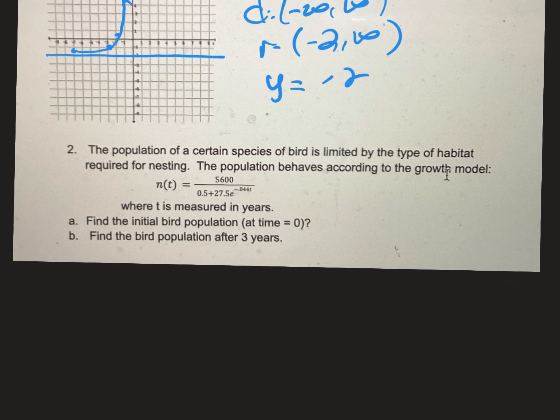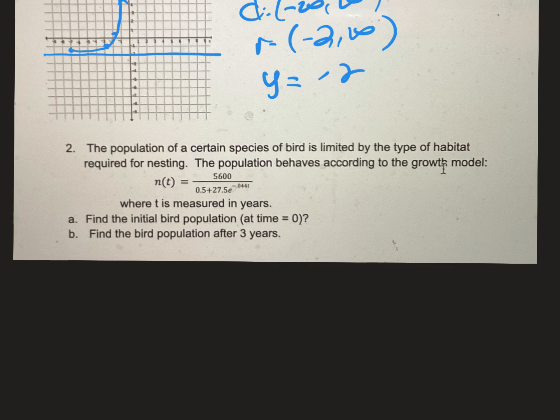Number 2. The population of a certain species of birds depends on the type of habitat. The population behaves according to this growth model, where t is measured in years. Find the initial bird population, at time 0. So if I put 0 in for t, the e basically turns into 1. So the denominator becomes 0.5 plus 27.5, which is 28. So I'm punching in 5,600 divided by 28, which gives me 200. So the initial bird population is 200.